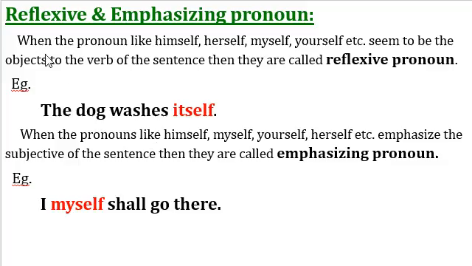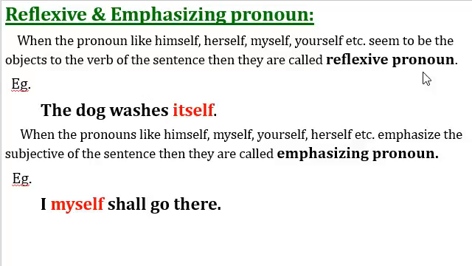In the same way, next is reflexive and emphasizing pronoun. What is reflexive? Actually reflexive means that it reflects something, and emphasizing means that it emphasizes something. So when pronouns like himself, herself, myself, yourself, etc. seem to be the object to the verb of the sentence, then they are called reflexive pronouns.